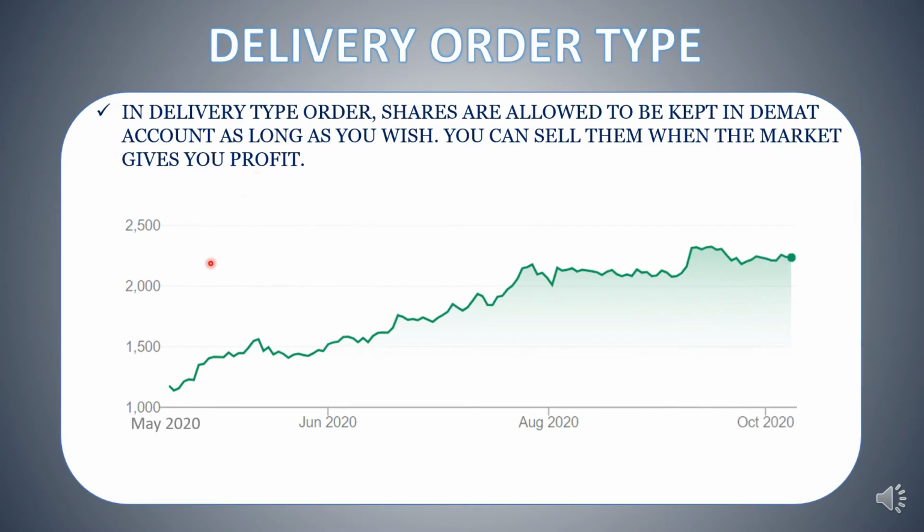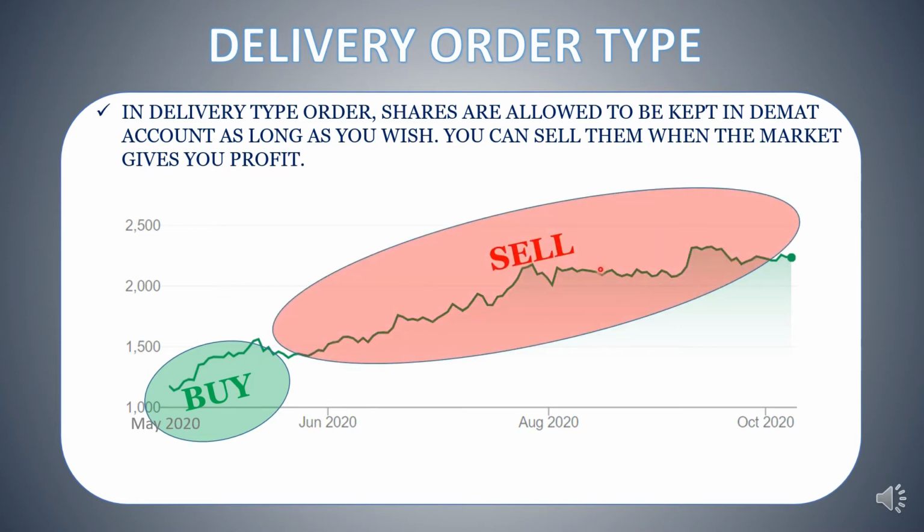In this chart, you can see the price of a share from May to October. The price of that particular share is increasing over the time. If you are making a purchase order in the month of May at around 1000 rupees, you can sell the shares anytime when you think you can make profit. Here, you can sell the share anytime from June to October as the price increased already.